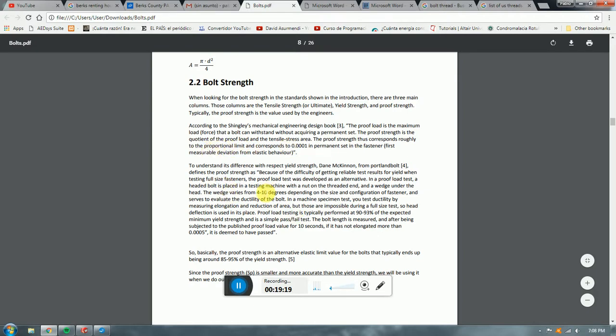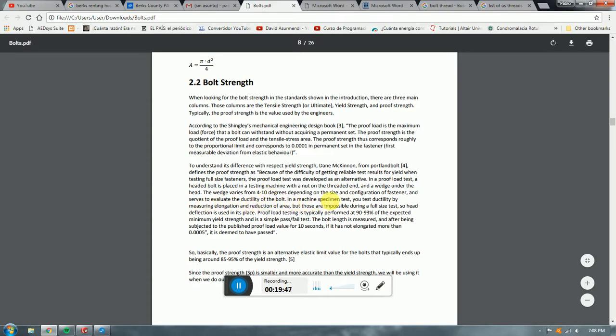I like this one more. Proof stress: because of the difficulty of getting reliable test results for yield when testing full-size fasteners, the proof load test was developed as an alternative. In a proof load test, a headed bolt is placed in the testing machine with a nut on the threaded end and a wedge under the head. The wedge varies from 4 to 10 degrees depending on the size and configuration of the fastener and serves to evaluate the ductility of the bolt.